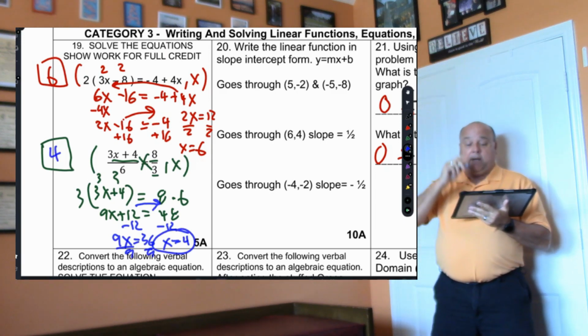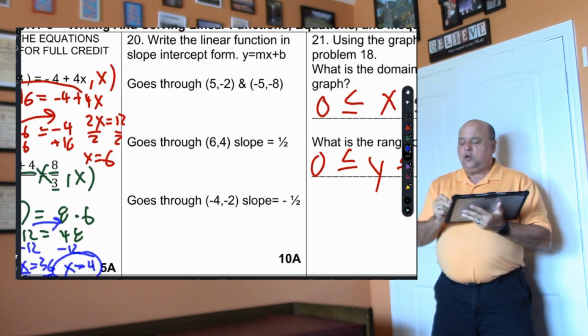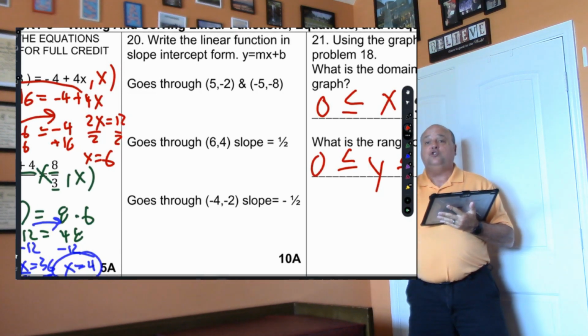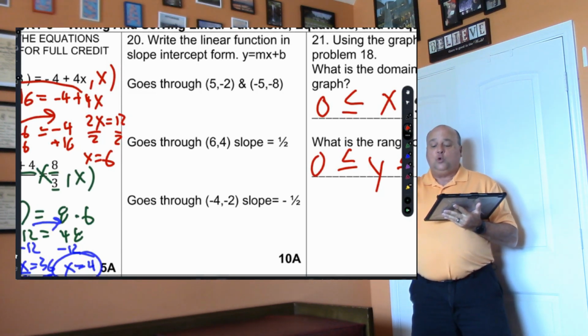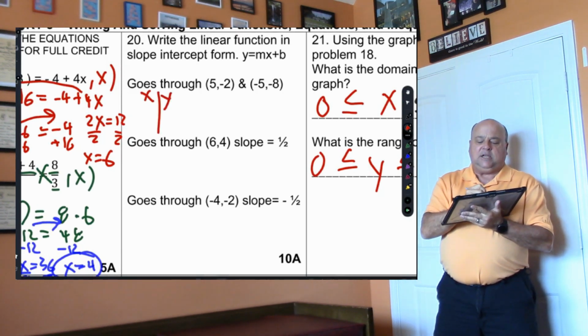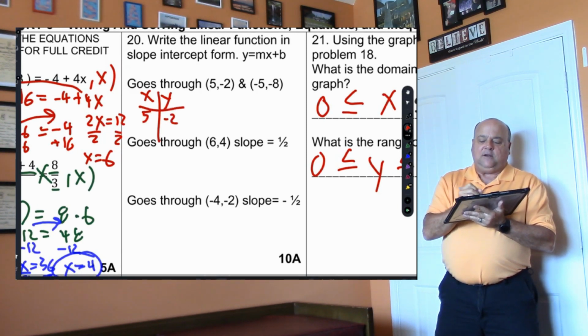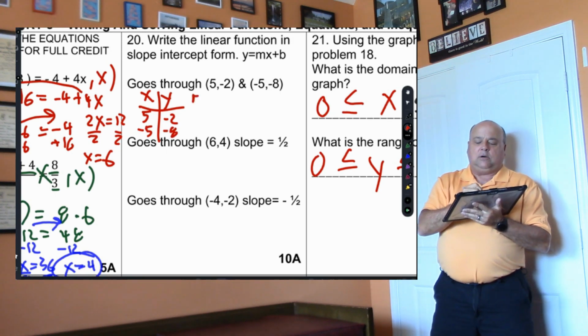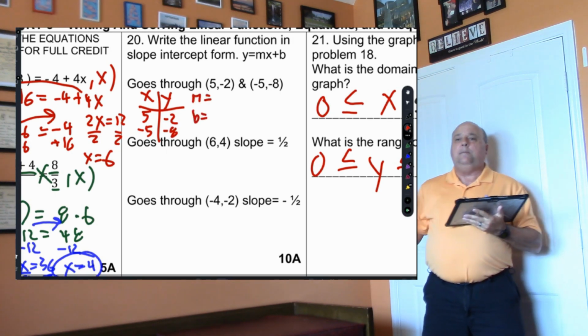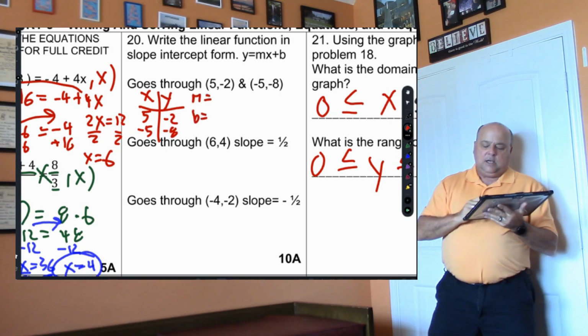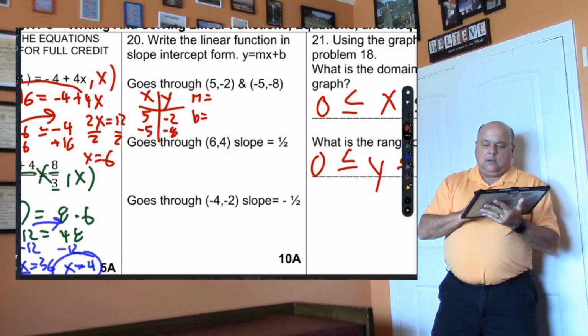Let's go to number 20. On number 20, we're going to write the equation of the line given 2 points and a point and slope. So if you are given 2 points, you make a T-chart. And you put 5, negative 2, and you put negative 5, negative 8. You're going to put this in a linear regression, and you're going to get the M and the B. Piece of cake. So let's go to the calculator.